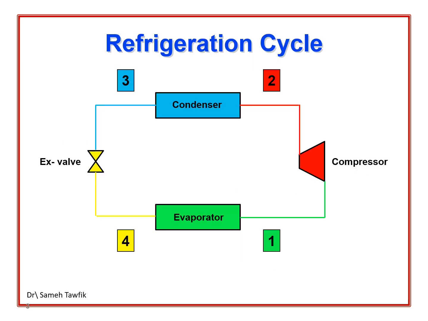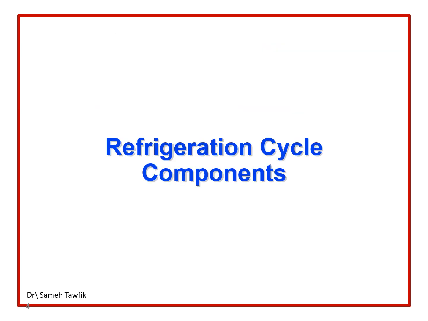Refrigeration cycle. The refrigeration cycle is a critical process in refrigeration systems. It involves the continuous circulation of a refrigerant through various components to absorb and reject heat. Refrigeration cycle components. The main components of the refrigeration cycle include the compressor, condenser, expansion valve, and evaporator. Each of these components plays a vital role in the refrigeration process.